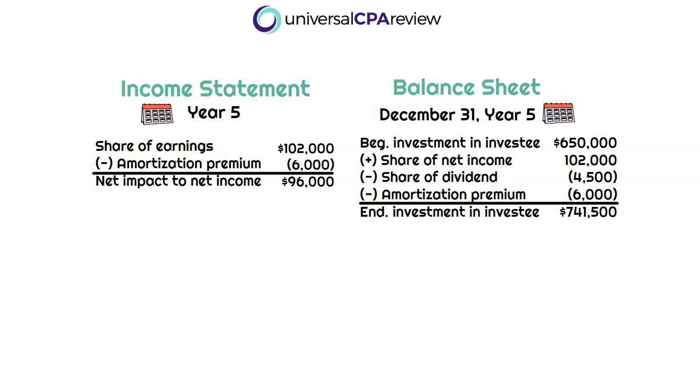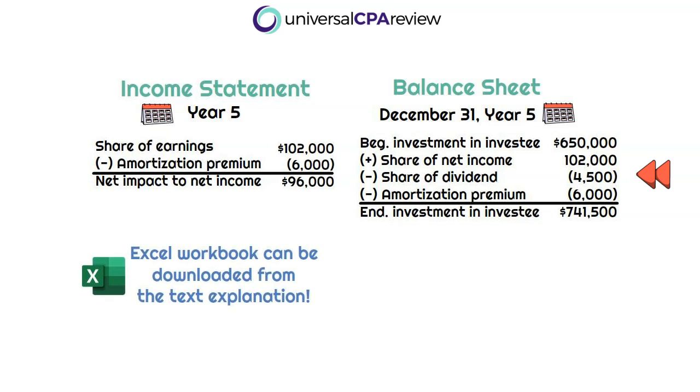Now for the balance sheet, as of December 31st, year 5, what was our ending investment in investee? Well, our beginning investment in investee based on that initial journal entry was $650,000, right? That's the purchase price plus those direct acquisition expenses. And then we add in our share of net income, which was $102,000. We subtract out the share of the dividend received, which was $4,500. And then we also have that amortization on the premium for the net assets of $6,000. So that means our ending investment in investee as of December 31st, year 5, would be $741,500, right? So that's the full picture of the equity method.